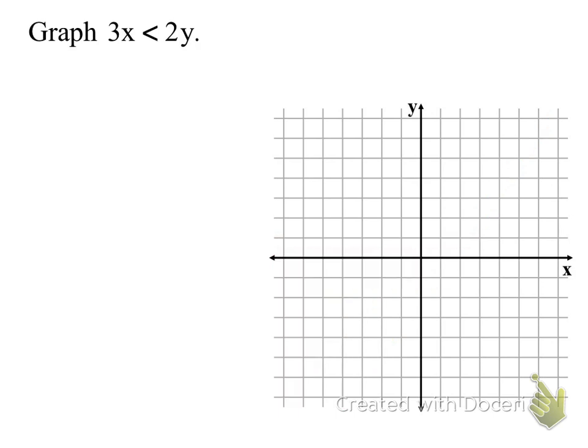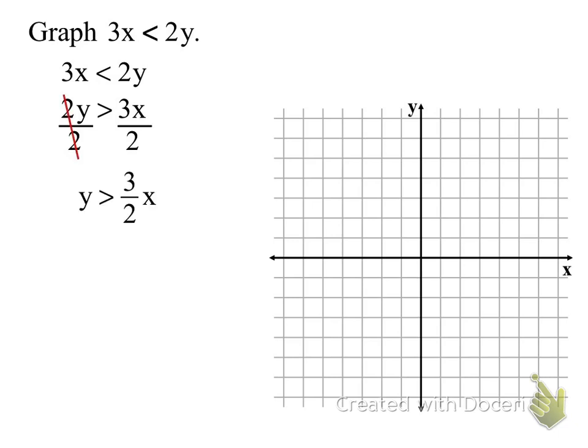Okay, if I have something like this, what do I need to do? What do I have to do? Divide all terms by 2. Good. Or I can flip it first, or I can flip it last. Divide all terms by 2. Flip it. What is my M? What is my B? M is 3 over 2, and B is 0. Good. You guys get that?